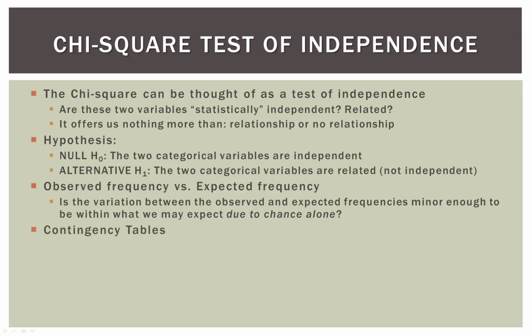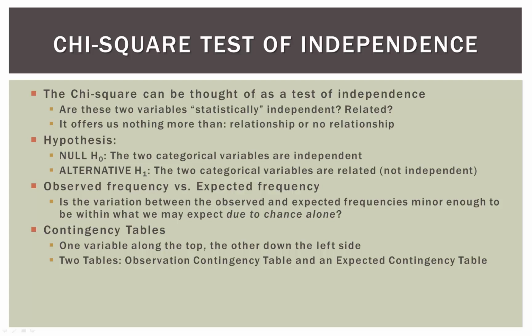Now in this video, we'll be using contingency tables, which is a table where one variable is along the top and its categories, and the other variable is down the left-hand side with its categories. And we're going to talk about several examples here in a second.